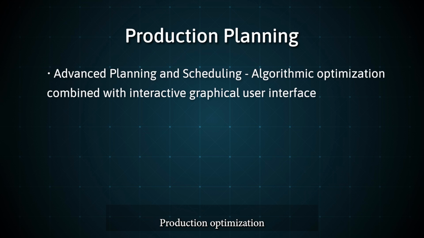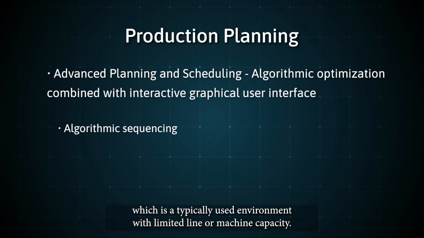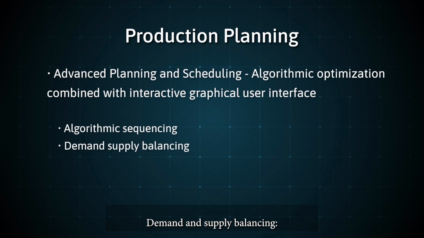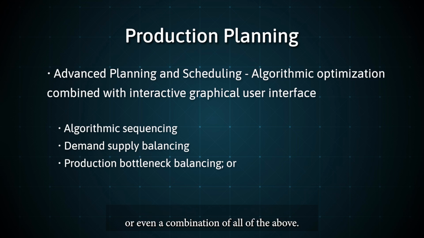Production optimization can be done in multiple different ways. For example, by using algorithmic sequencing, which is typically used in an environment with limited line or machine capacity, demand and supply balancing. This method is used, for example, when production plan is generated based on sales forecast, and there is seasonal variation in end product demand. Production planning can be done based on bottleneck balancing, or even a combination of all of the above.